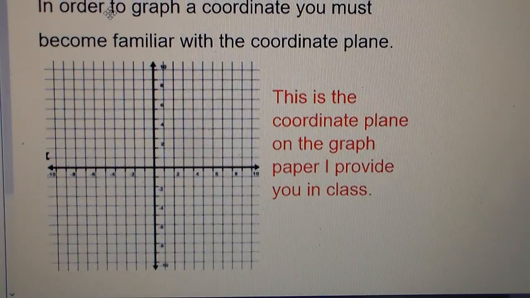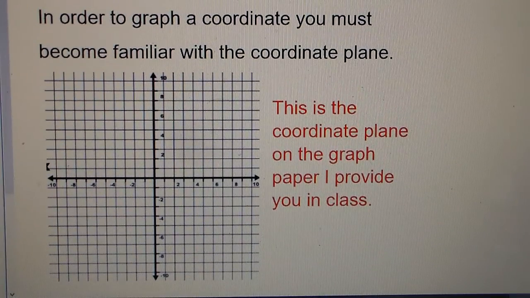So, in order to graph a coordinate, you must become familiar with the coordinate plane, which is what you see here. This is a 10 by 10 coordinate plane here. Meaning there's 10 boxes to the right of the center, 10 boxes up from the center, 10 boxes to the left, and 10 boxes down. Actually, sorry, it's a 20 by 20. But from the middle, it's all 10 in each direction. This is a coordinate plane on the graph paper you'll be provided here in class.